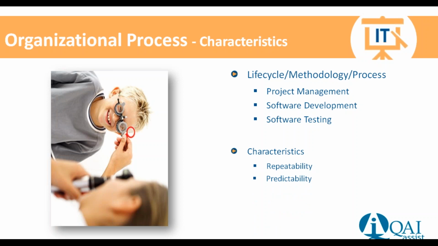With repeatability, we get predictability. We know what the outcome should be. And this is something that's earned as we go through and use it more. And if something is predictable, that means it can be measured. If it can be measured, then it can be improved upon. So these are some of the characteristics when we're talking about the process.